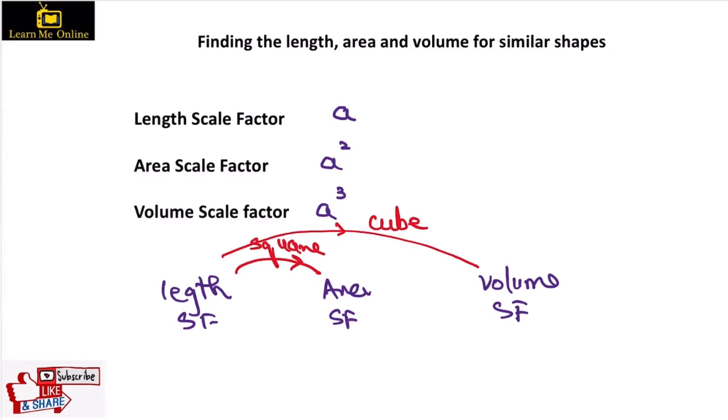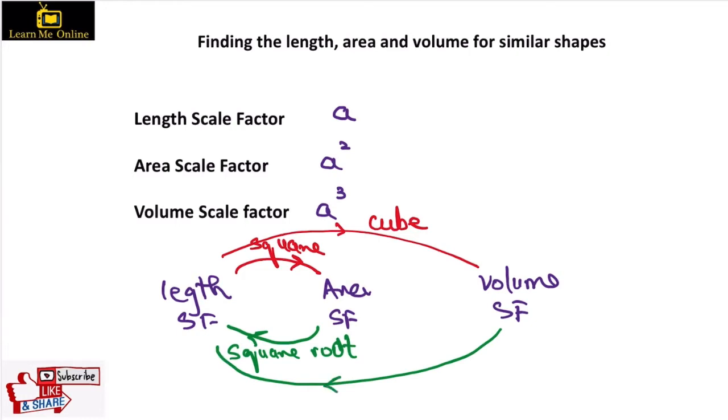But if you're coming in the backward direction, from the area scale factor to the length scale factor, rather than doing the square, now you do the square root. To go from the volume scale factor to find out the length scale factor, you do the cube root. Now we'll be using this further to do the questions.